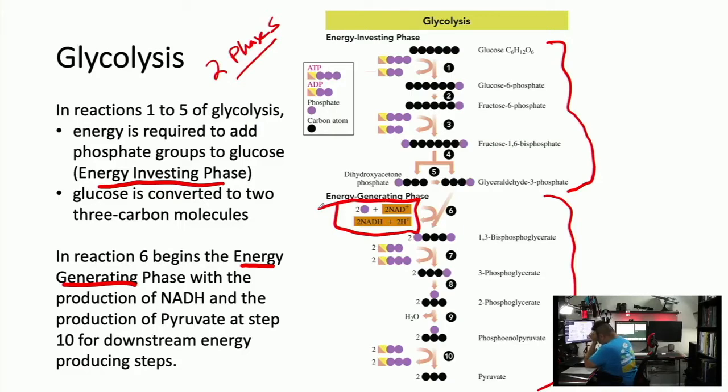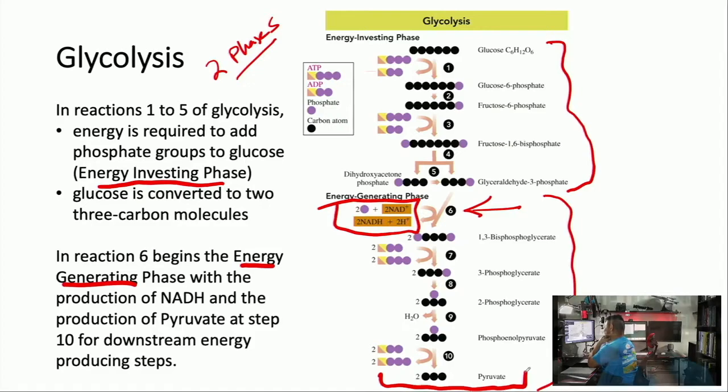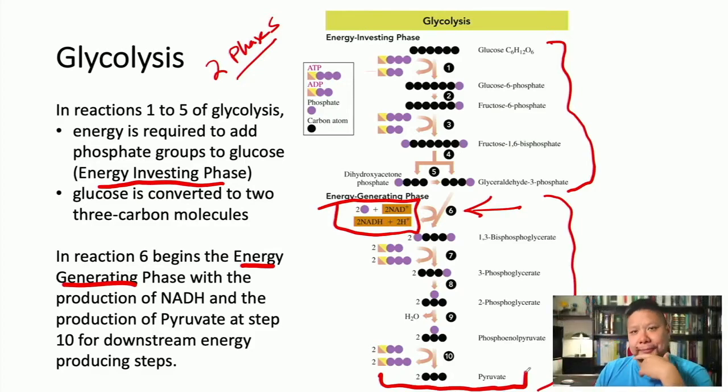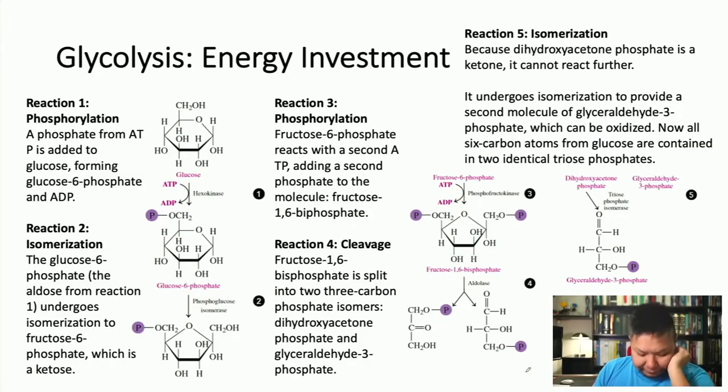And then the switch from energy investment to energy generation happens here at step 6, and we'll take a very close look at that in a second. Glycolysis ends with pyruvate being made, and pyruvate goes into the pyruvate dehydrogenase enzyme, which is a very big complex enzyme. After that, it goes into the citric acid cycle. But let's go through and look at these steps now, or not super deeply.